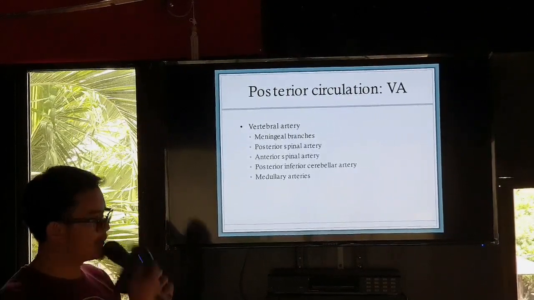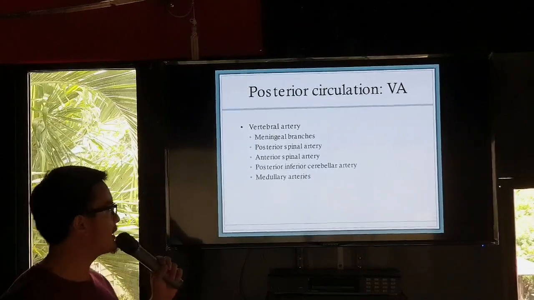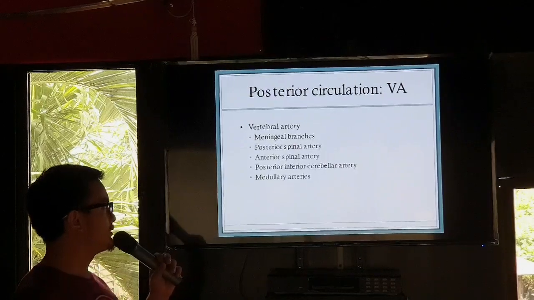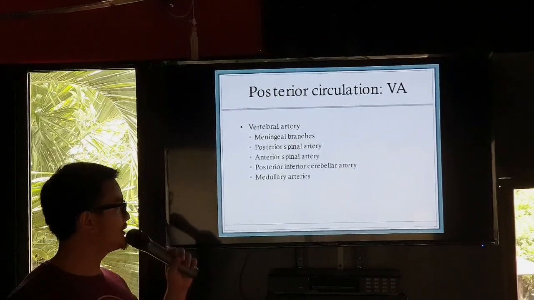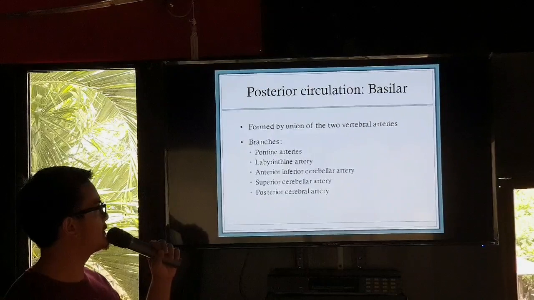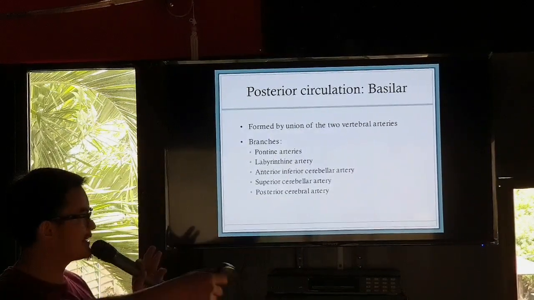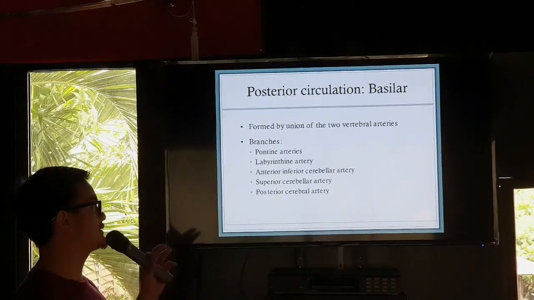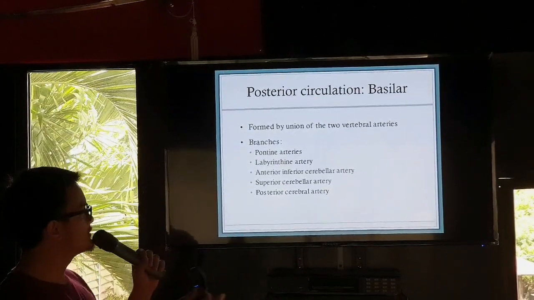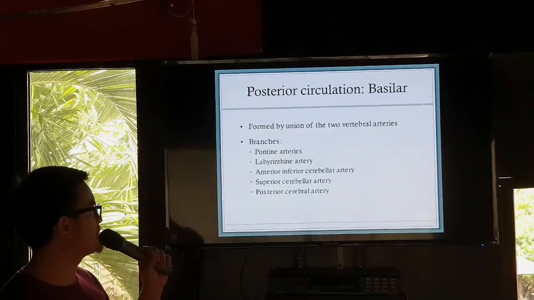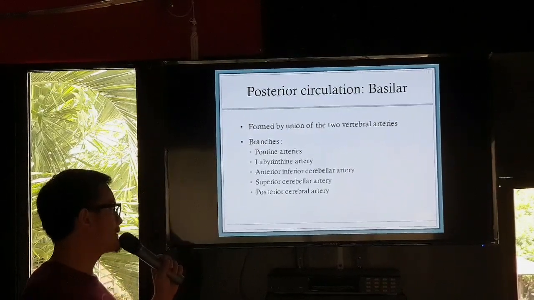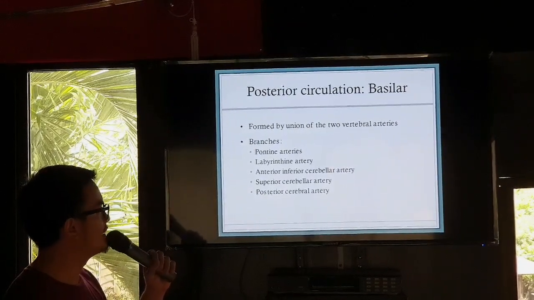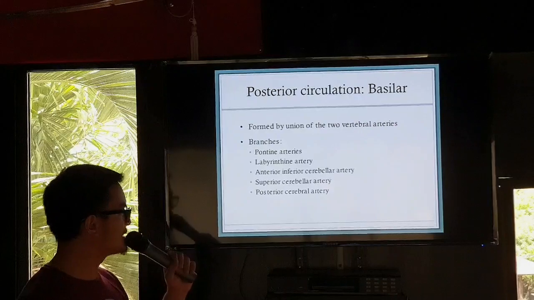So these are the important branches of the vertebral arteries. We have meningeal branches, the posterior spinal and anterior spinal artery, and also the posterior inferior cerebellar artery. So what about the basilar artery? This is the vertebral artery. Then you have the basilar artery. These are the branches of the basilar artery: the pontine arteries, the labyrinthine artery, the anterior inferior cerebellar, superior cerebellar, and posterior cerebral artery.